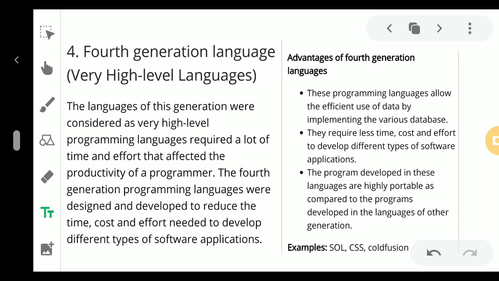So what are the advantages over here? These programming languages allow efficient use of data by implementing various databases. The cost and overhead of developing software using 4GL is less. It takes less time to develop programs using 4GL. Okay, so what are the disadvantages over here? The machine code generated by such a language after translation may not be the most efficient code as compared to other languages. So what are the languages? CSS, SQL. Okay, these are examples of fourth generation languages.